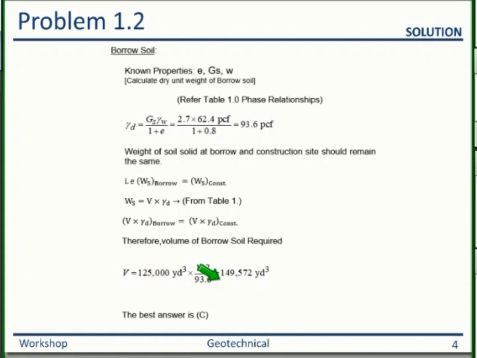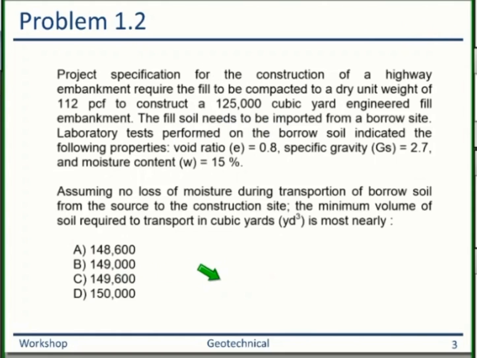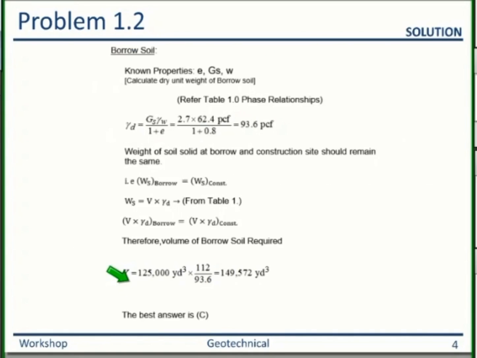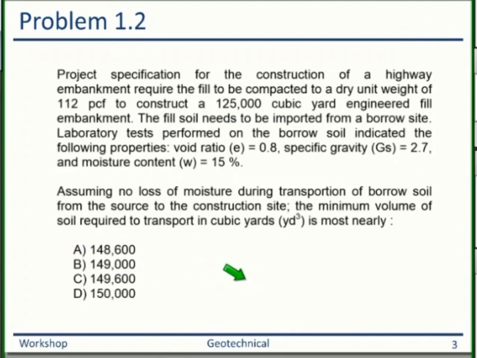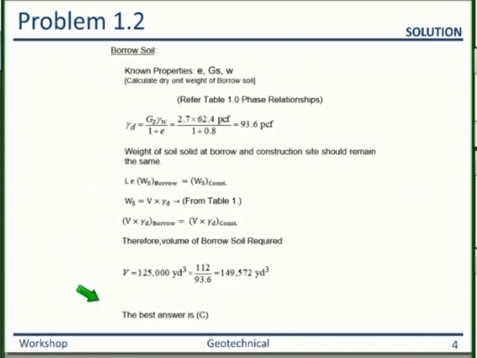Some of you got D, right? Because of that 72. So this is 149,600, so the nearest number just above this would be 149,600. So we take C, not D, right? D is too far away. D is 150,000. So we'll stay with C. Right answer, best answer is C.